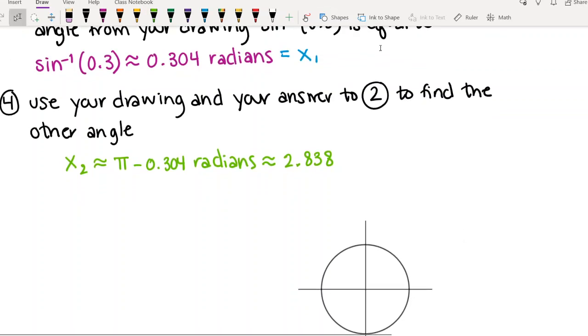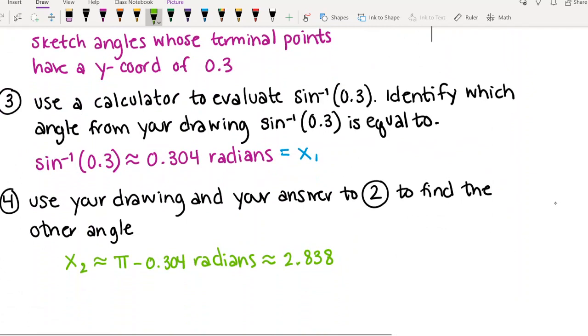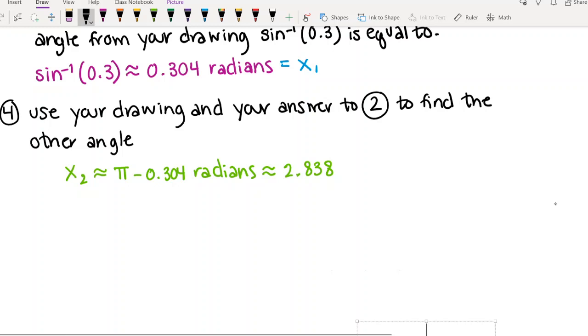Okay, so we found two non-coterminal angles that are solutions, right? So thinking back to what we did in yesterday's video, we're now at the point that we would be at in the examples in yesterday's video, where we start by finding these two non-coterminal solutions. So we have x is equal to 0.304 radians, and then x is equal to 2.838 radians. So how do we find all solutions? Well, now we need to add 2 pi k to each of them to include all of those coterminal angles.